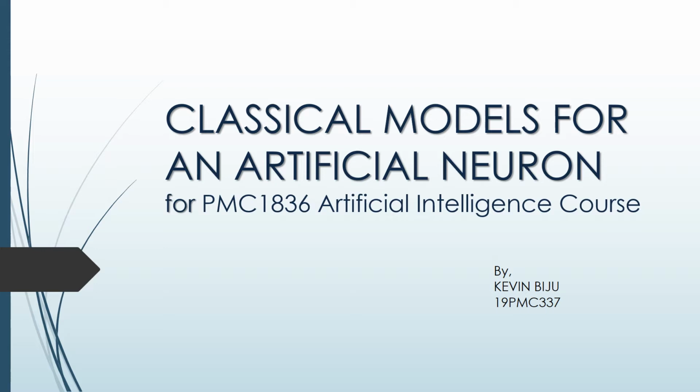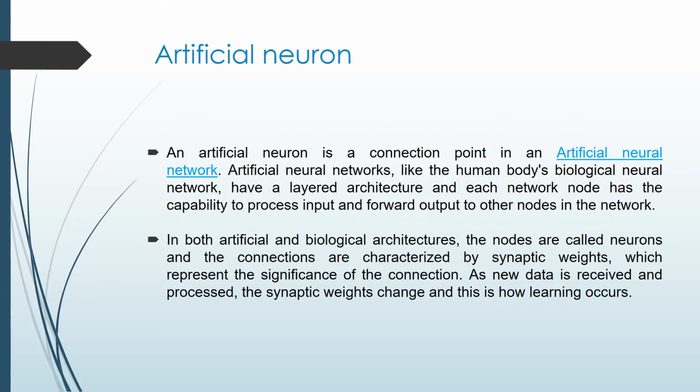The contents are about the classical models for an artificial neuron. Artificial neuron. An artificial neuron is a connection point in an artificial neural network. Artificial neural networks, like the human body's biological neural network, have a layered architecture, and each network node has the capability to process input and forward the output to other nodes in the network.